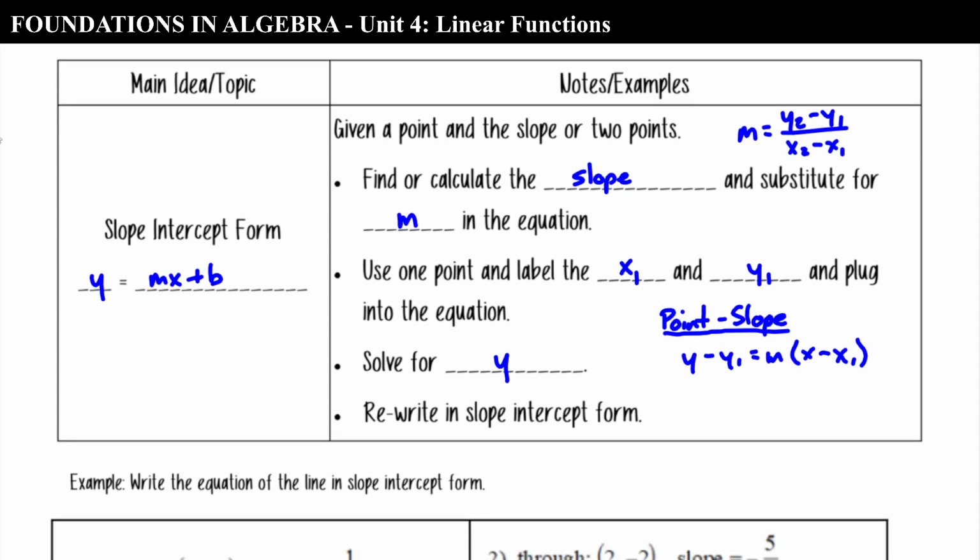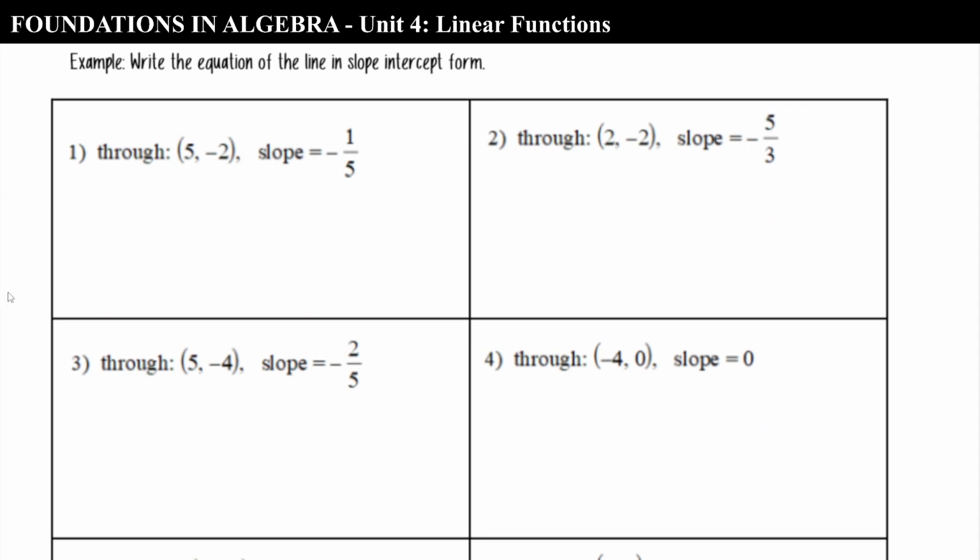So let's start with the simpler of the two situations, and that is if you're given a point and the slope. For this, we're just going to go straight with point-slope form. y minus y1 equals m times x minus x1. y1, in this case, is going to be negative 2. This is our x1, y1 right here. This is our slope. So y1 is negative 2. Our slope is negative 1/5, and our x1 is 5.